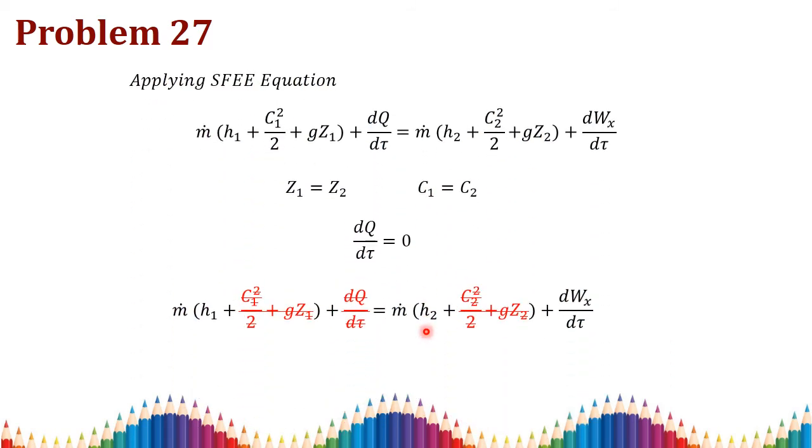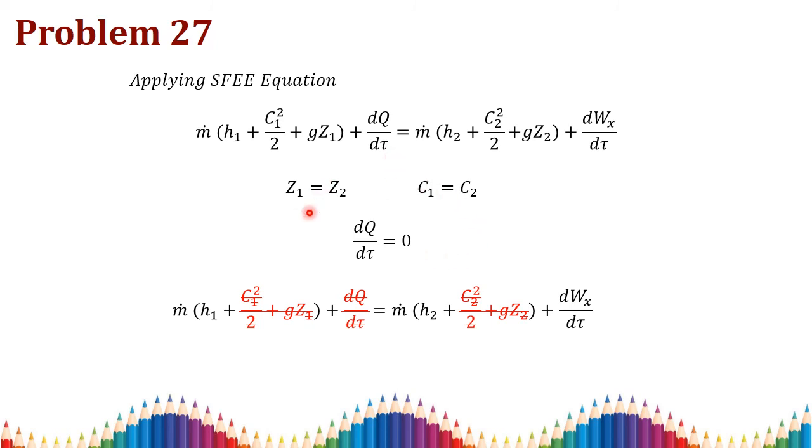Next, we need to find dWx by d tau. Applying the steady flow energy equation at the compressor, we get m dot into h1 plus c1 square by 2 plus g z1 plus dq by d tau, which is equal to m dot into h2 plus c2 square by 2 plus g z2 plus dWx by d tau. Here the datum levels are equal and the velocities are also equal, and there is no heat transfer since it is an adiabatic process. As we all remember, if it is a reversible adiabatic or isentropic process, there is no area under the TS plot, the entropies are equal, so dq by d tau is automatically 0.